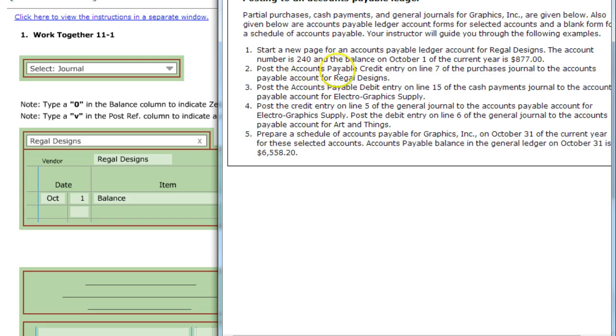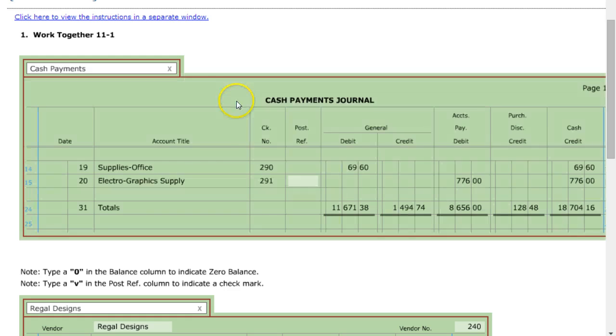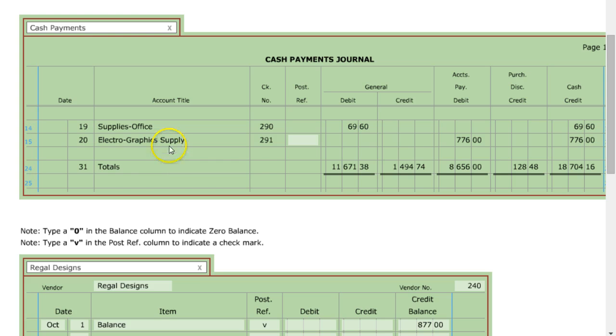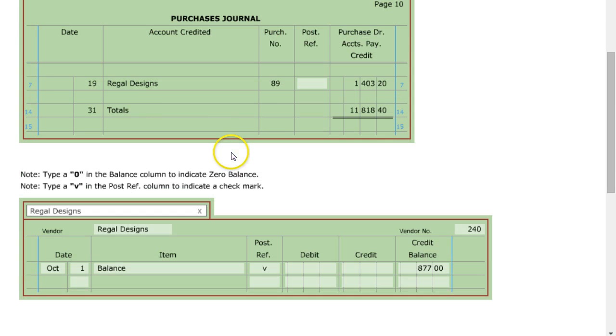Number 2 says post the accounts payable credit entry on line 7 of the purchases journal to the accounts payable account Regal Designs. All right, so I'm going to go to the purchases journal, and I'm looking right here at this transaction on line 7. I'm going to take the 19th, put that down as a date. I'm going to put the purchases page number right here, page number 10, P10.